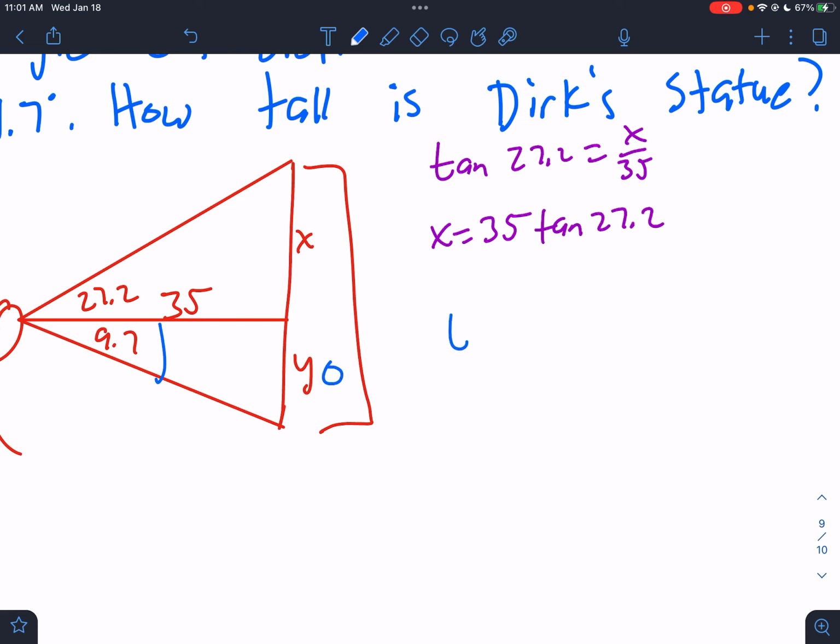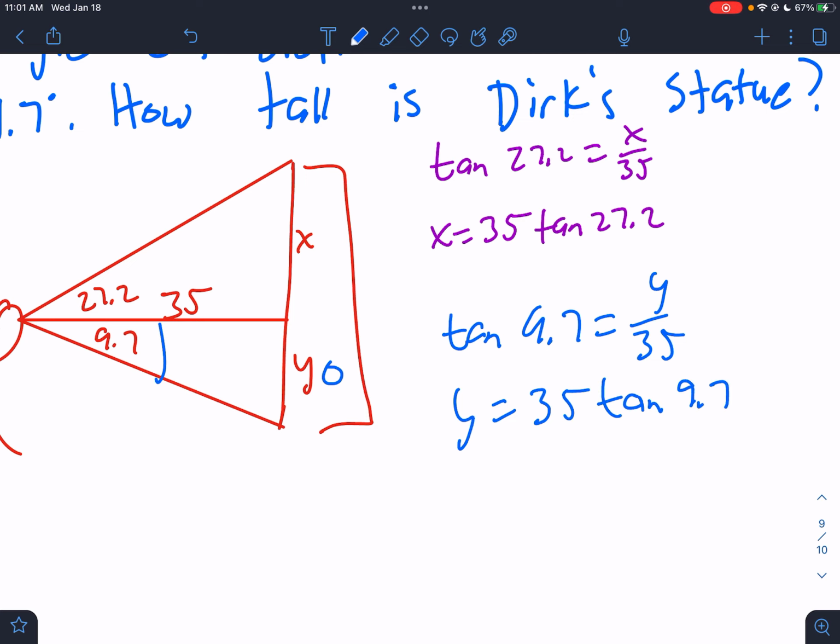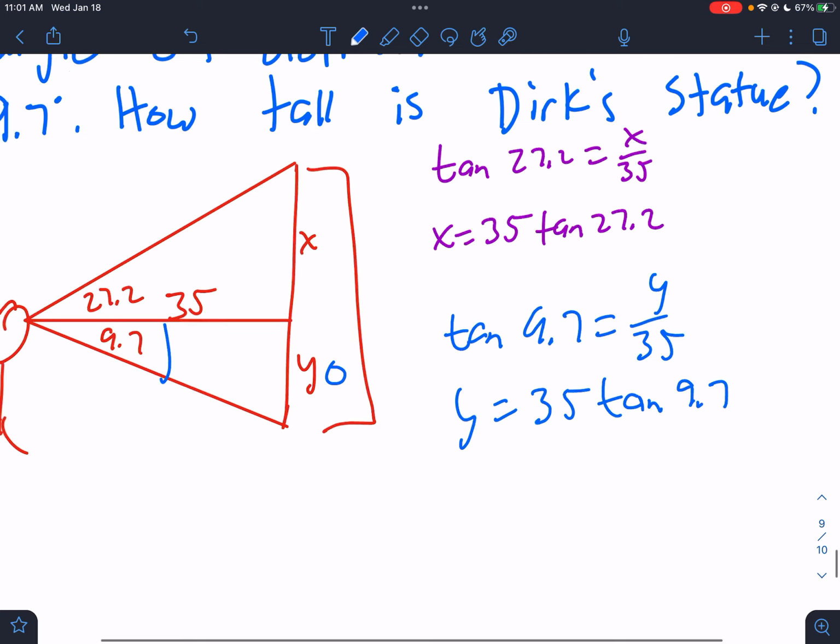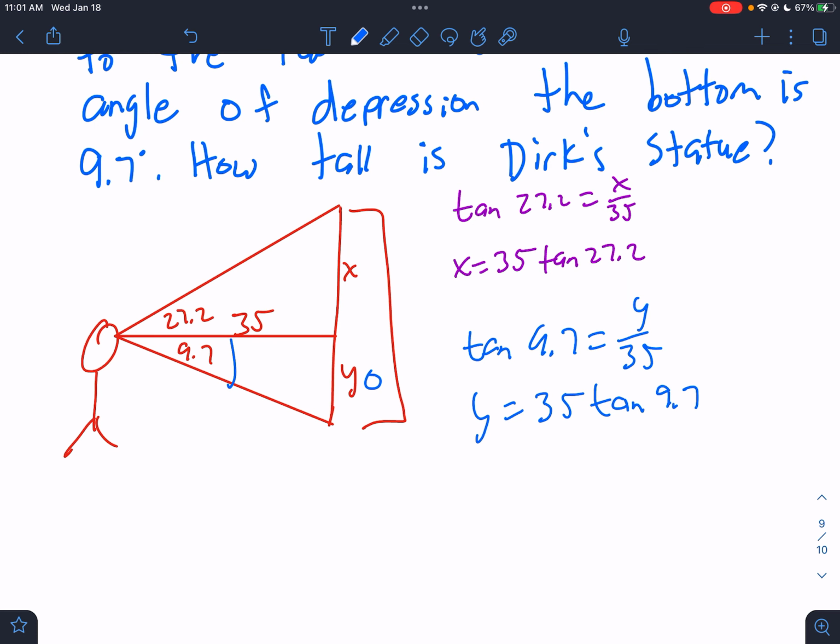And then for the other triangle, 9.7, opposite. So this would be, again, tangent of 9.7 equals opposite over adjacent. If y is up high, all you got to do is multiply. So it'd be 35 times the tangent of 9.7. And then we have the bottom piece. So how do we get the overall height of the statue? We're going to add those two numbers together.